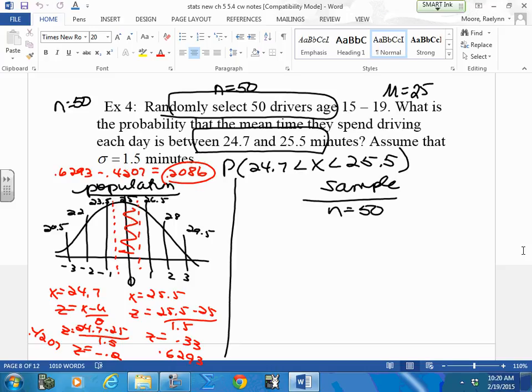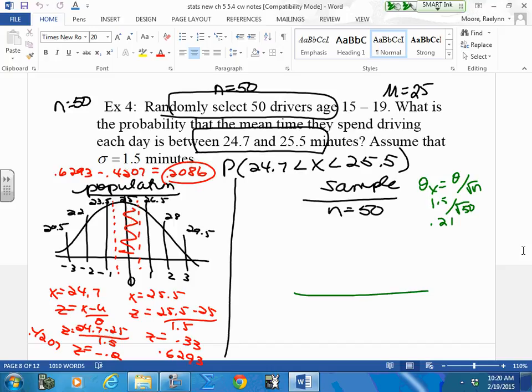The only difference we're going to do now is find a new standard deviation. We're going to take your standard deviation divided by the square root of n. We're going to take your 1.5 divided by the square root of 50. So it's approximately 0.212. Let's just say 0.21, okay? Look at your standard deviation. It was 1.5. It shrunk down to 0.21.